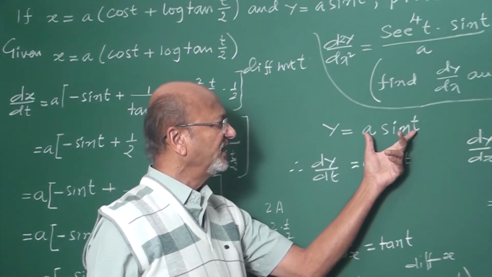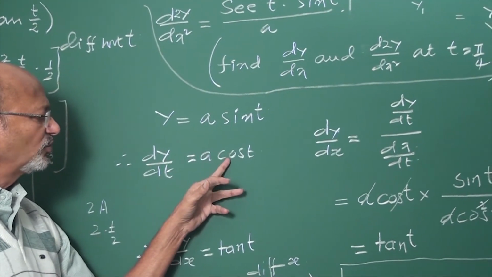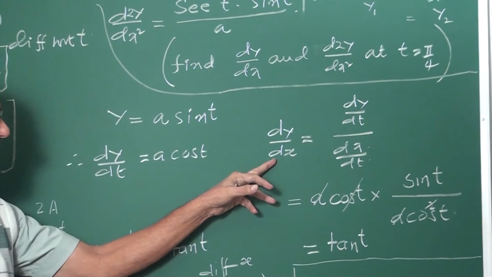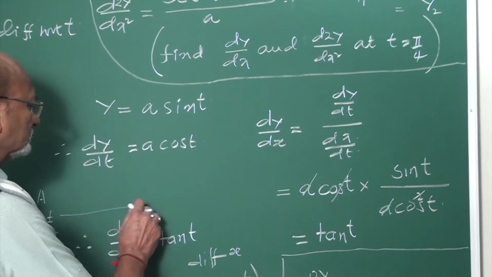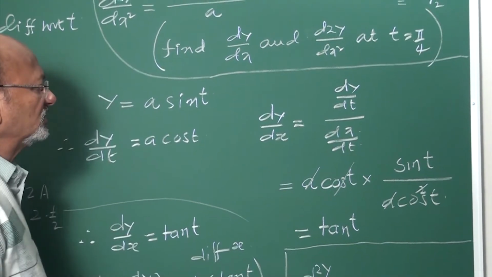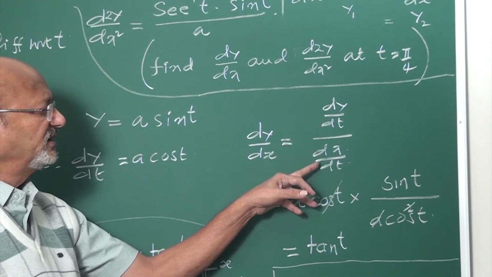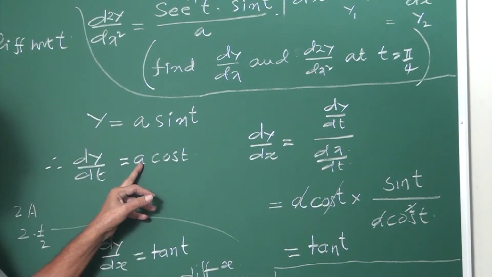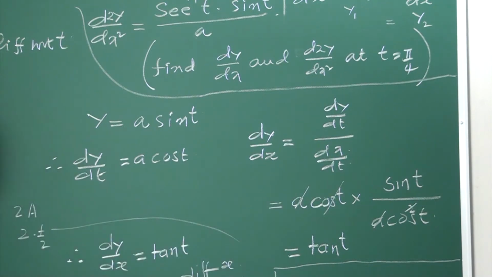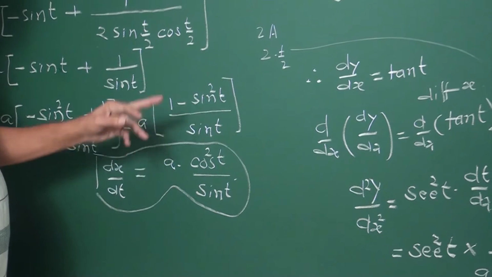Yes, my friend, it is dx by dt. y is a sine t, derivative: a into derivative of sine is cos t. Yes, dy by dx, parametric rule: dy by dt upon dx by dt. What is dy by dt? a cos t. dx by dt.